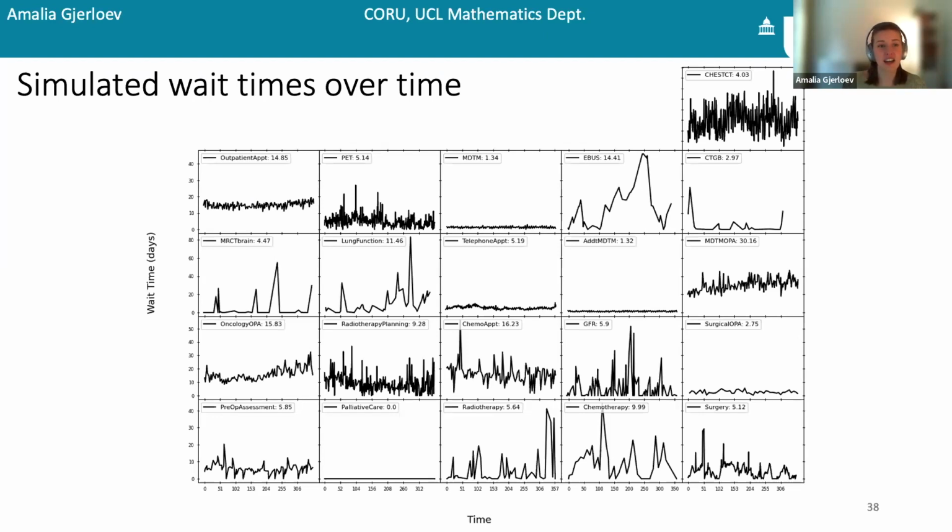We can also look at the wait time. These are all images that are spit out by the simulation tool itself. So you can see here all sorts of variety. You can see there's not a lot of EBUS appointments. So we have loads of variety here and not a lot of data points, loads of chest CTs, radiotherapy planning appointments, and so on and so forth. Palliative care has a wait time of 0, because palliative care is just a referral, so it happens immediately.